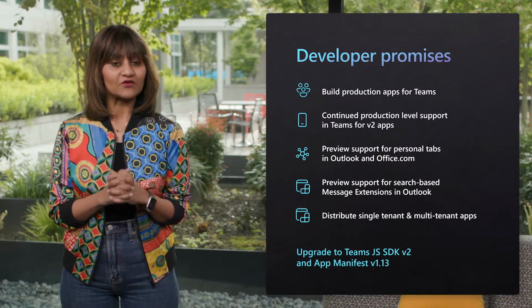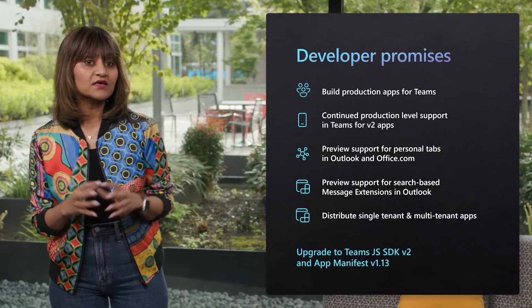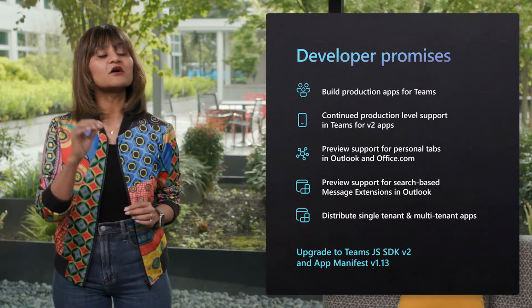Starting today, you can take advantage of the new SDK and manifest that are generally available. You have the ability to specify that you want these app capabilities to run in additional M365 host apps. You can also run full-scale pilots with preview users in Outlook and Office.com, allowing you to prepare for GA distribution later this calendar year.